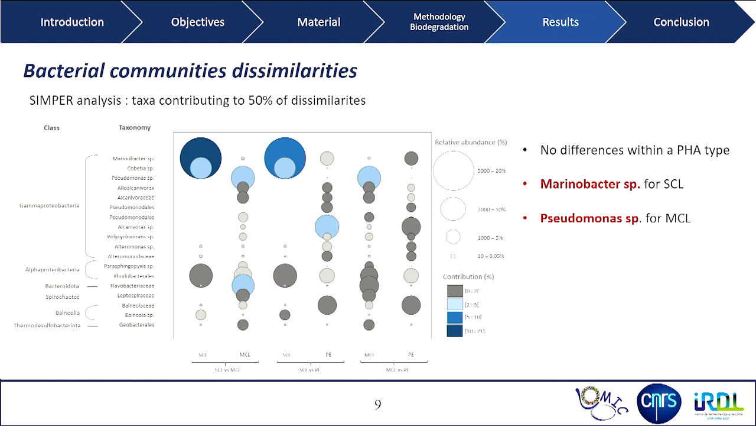When we looked at the medium chain and the polyethylene, the structure is more scattered, but still, for the medium chain, compared to the short chain or compared to the polyethylene, one taxon was highlighted. It is Pseudomonas species, which is quite interesting because we don't know a lot about medium chain biodegradation in the sea environment, but we know that Pseudomonas is a good producer of PHA.